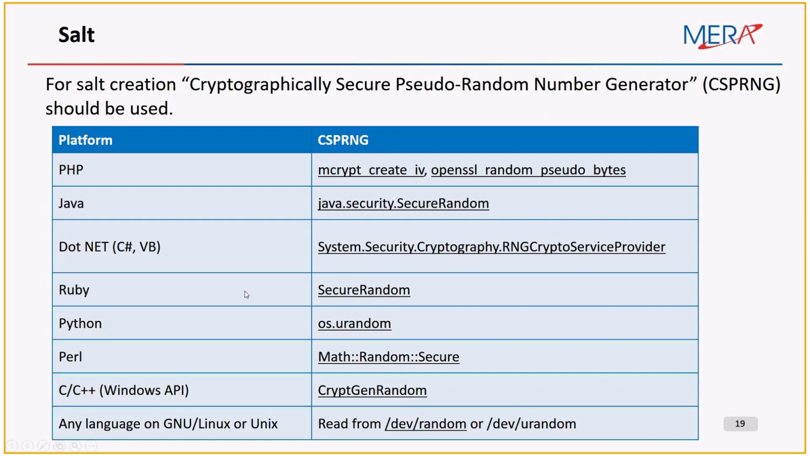So I collected recommended generators for different platforms and different languages. For PHP, this is mcrypt_create_iv and openssl_random_pseudo_bytes. For Java, it's SecureRandom from java.security. For .NET, it's RNGCryptoServiceProvider from System.Security.Cryptography. For Ruby, it's the SecureRandom function. For Python, it's the urandom call. For Perl, it's Math::Random::Secure. For C++, if you use the Windows API, it's the CryptGenRandom function. For Linux, the best variant is /dev/random or /dev/urandom.